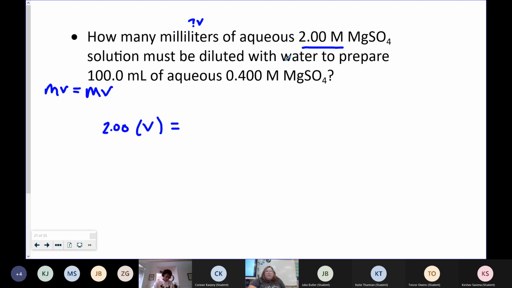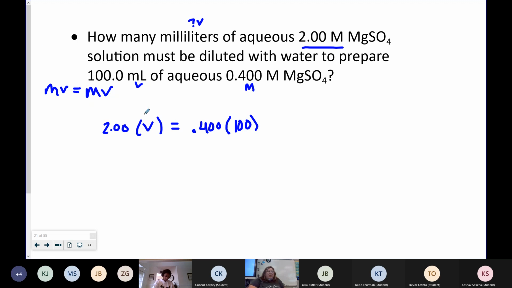And it tells us we are diluting it with water to make 100 milliliters, so that's a volume of aqueous 0.4 molar solution. So those are going to go together. So our molarity on the other side is 0.400 times 100 milliliters. And you can leave it in milliliters as long as it is milliliters on both sides. So you don't necessarily have to change to liters as long as your units match.